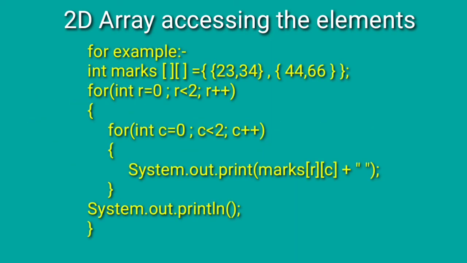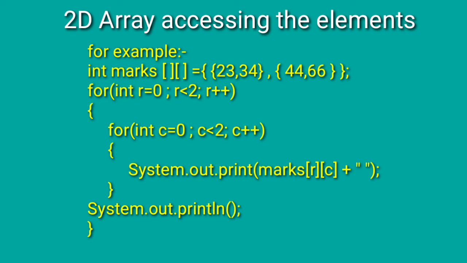With the help of a nested for loop you can print or access all the elements of a 2D array. For example, here the first for loop, that is int r = 0, r < 2, r++, is the outer loop, and this loop is used to process the number of rows. So rows will be 0 to less than 2, that is 1. So 0 and 1 will be the 2 rows, and inside this loop we have another loop, that is int c = 0, c < 2, c++.